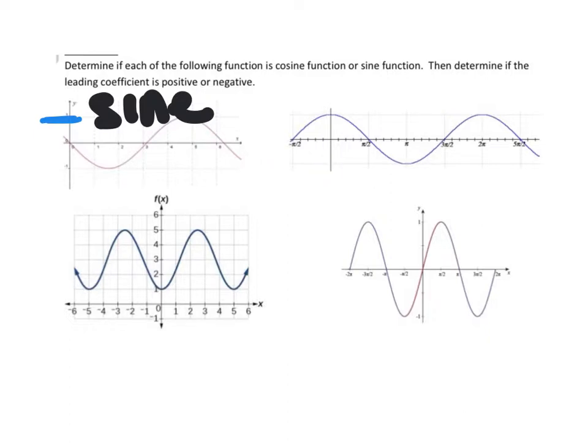If I go to the right here, at the origin, the graph is starting at its max, which means this is the cosine function. And it's starting where it normally should, which is at its max, which means it's a positive cosine function.